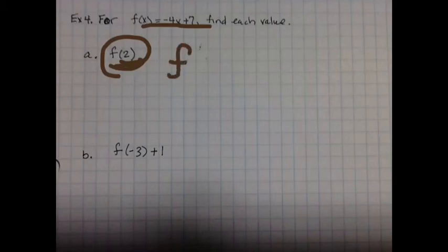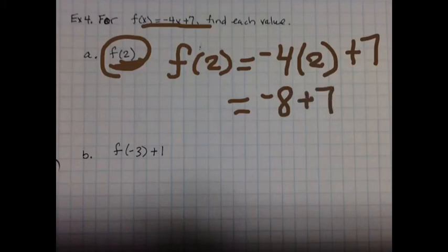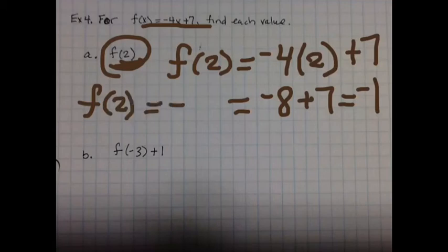So f of 2 is equal to negative 4 times 2. X is 2, so that's what I'm doing. I'm just replacing it, plus 7. Simple math gives me that this is negative 8 plus 7. And if you remember, that negative plus that positive 7 is going to give me negative 1. So the answer to this is negative 1. F of 2 equals negative 1.